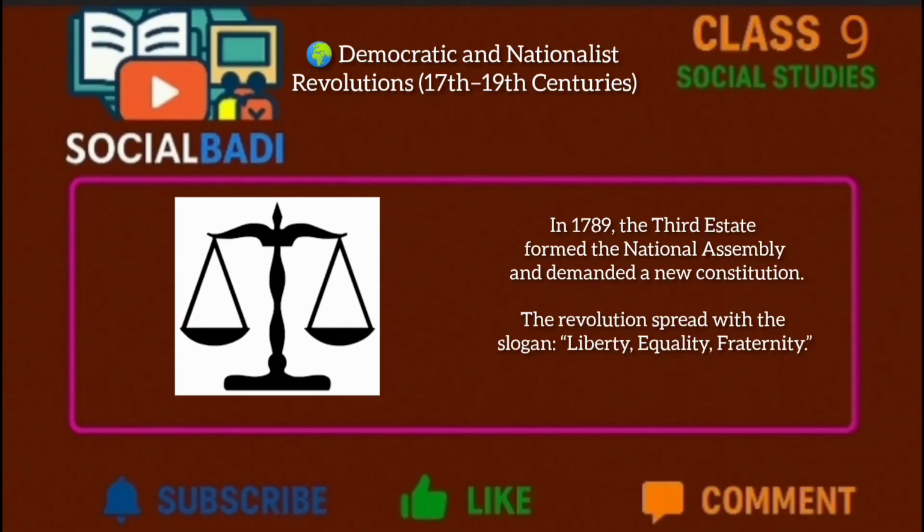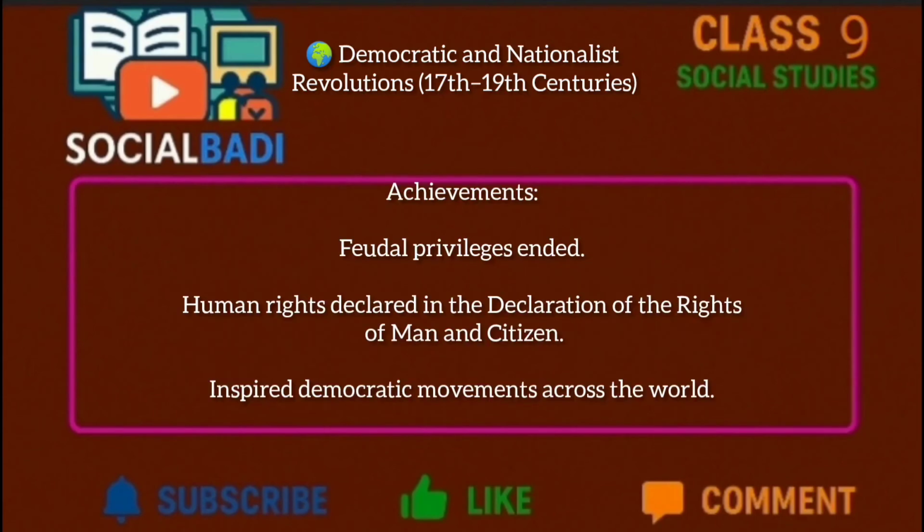In 1789, the Third Estate formed the National Assembly and demanded a new constitution. The revolution spread with the slogan Liberty, Equality, Fraternity. Achievements: feudal privileges ended, human rights declared in the Declaration of the Rights of Man and Citizen. Inspired democratic movements across the world.